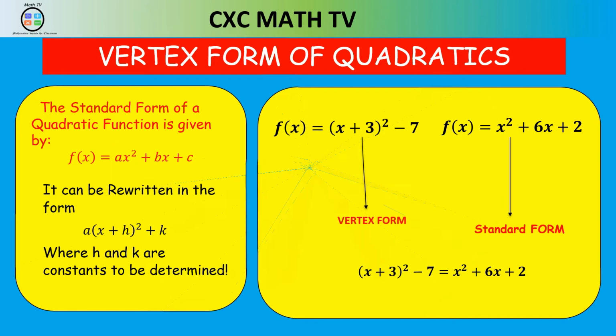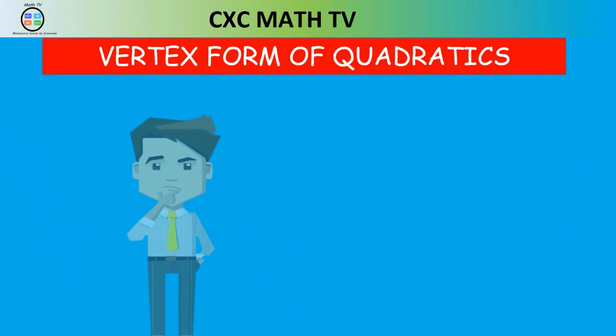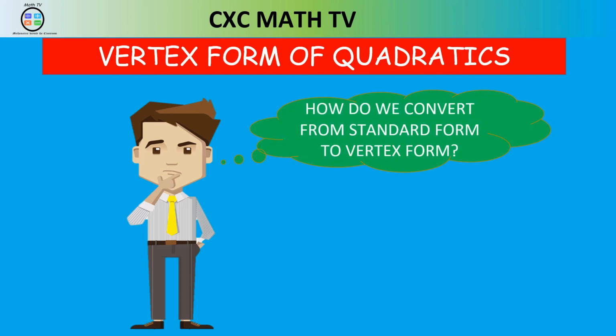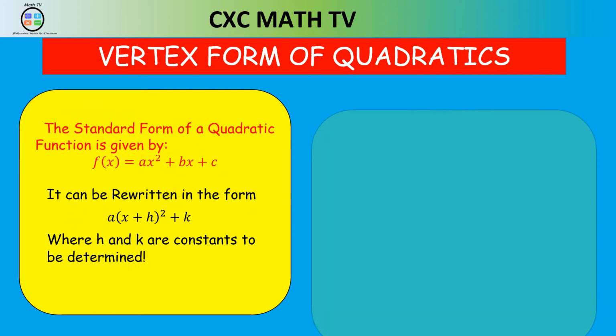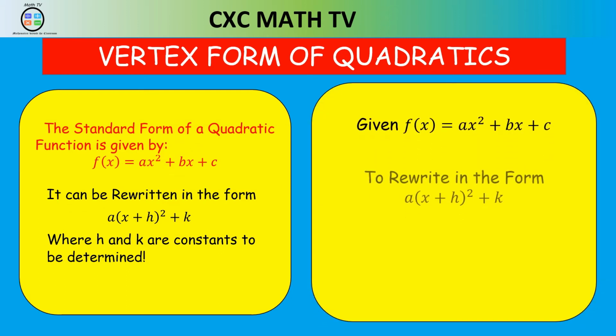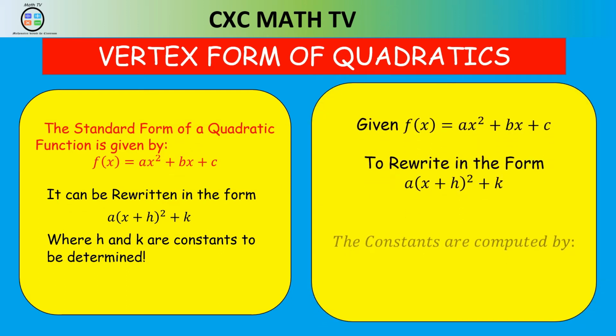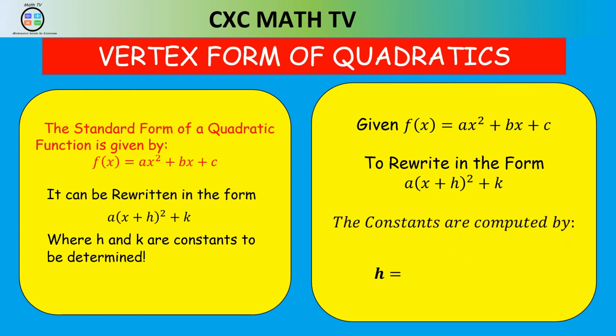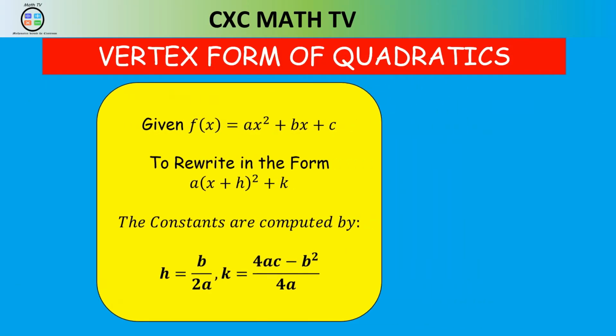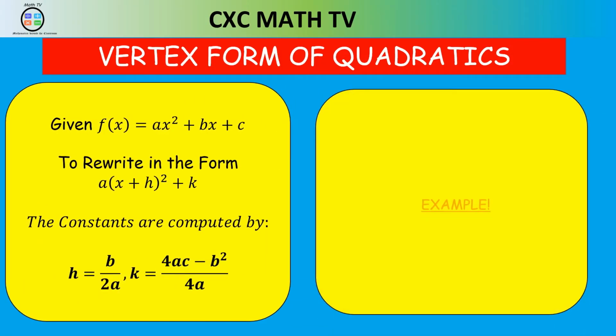So how do you go ahead and convert from standard form to vertex? Now, in order to rewrite a quadratic function from standard form to vertex form, which is rewriting in the form a in bracket x plus h squared plus k, the constants are computed by the formula. H is equal to b over 2a, and k is equal to 4ac minus b squared over 4a. And so, let's look at this example here. F of x equals 3x squared plus 7x plus 5.